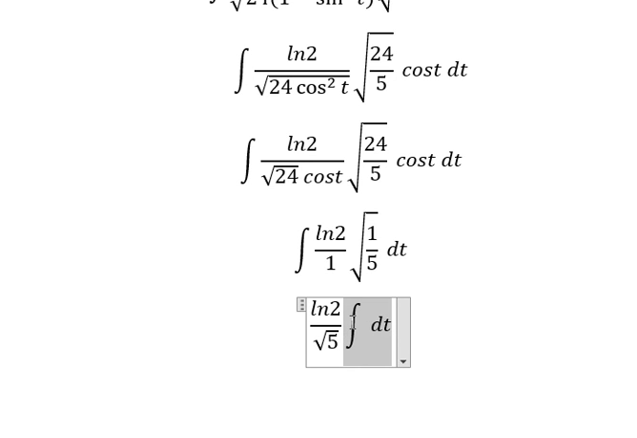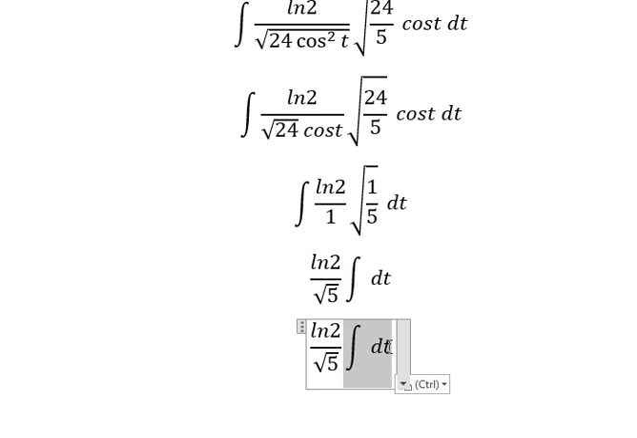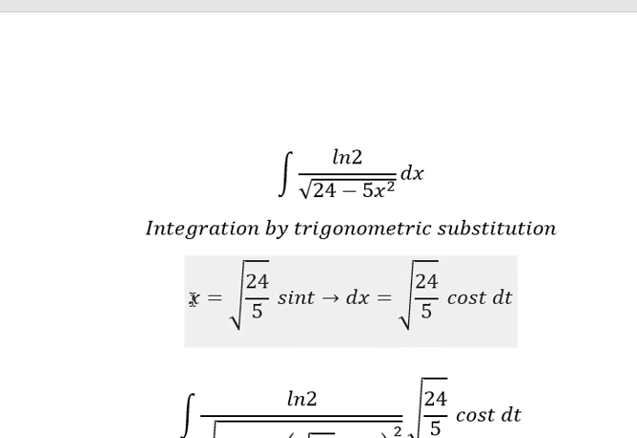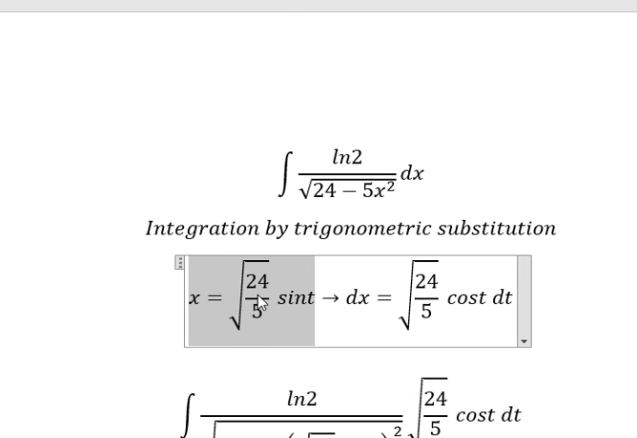So the integration of dt, you get t. And we put c. About t, that is about this one. We divide both sides by the square root of 24 over 5.